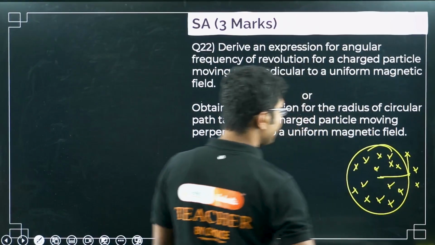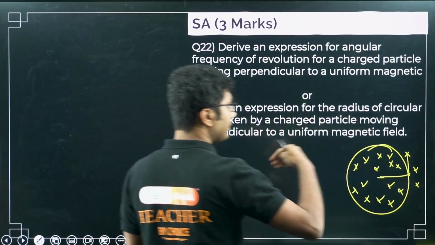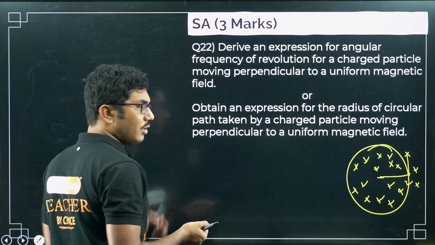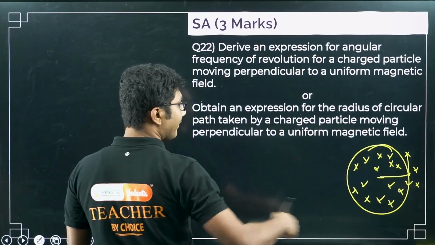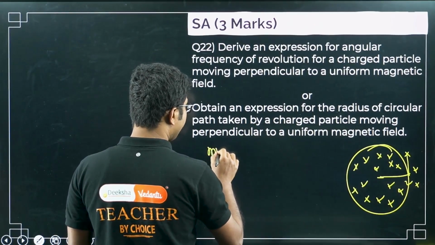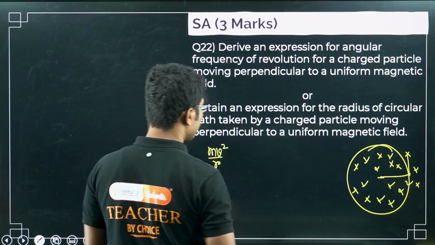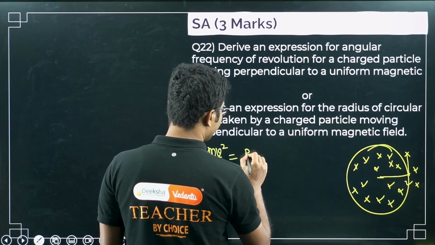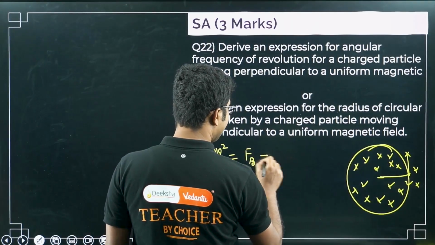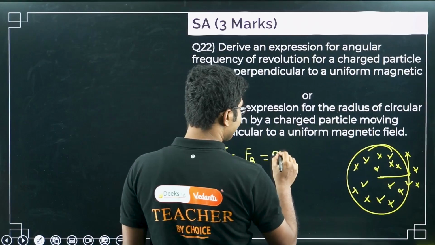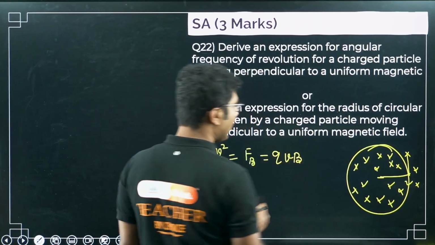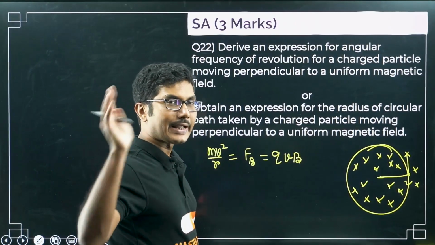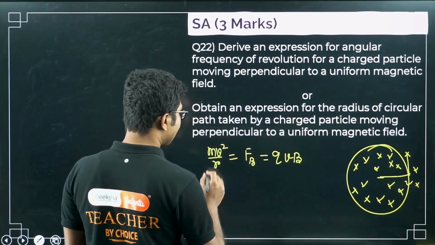Cross means into the page, dot means out of the page, so in this case it will move in this direction, magnetic field force. Right, now we know that whenever there is a circular motion, mv square by r is given by the magnetic force. What is magnetic force? Magnetic force is qvB sine theta. Now because they are in perpendicular direction, sine theta will be sine 90, sine 90 is 1, so we can simply cancel that.